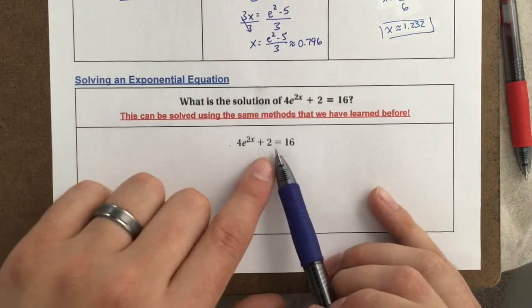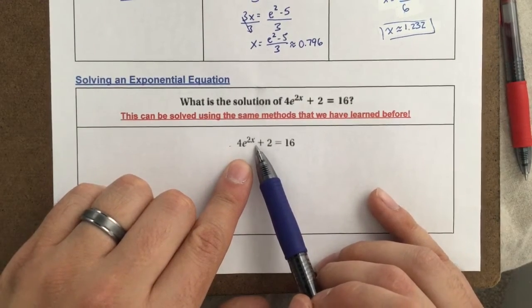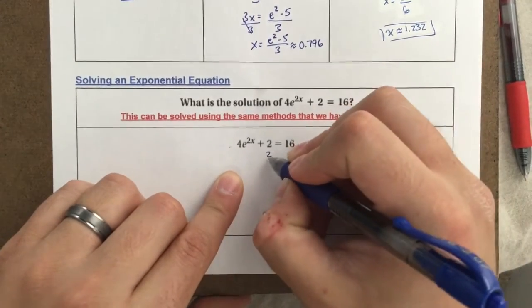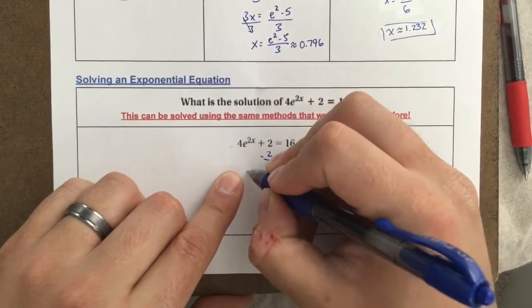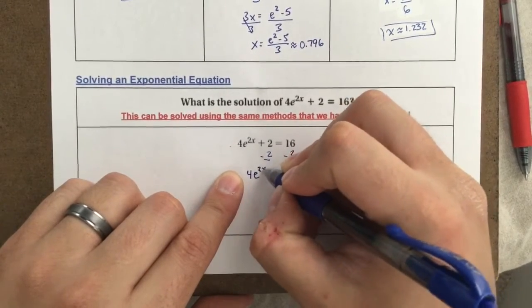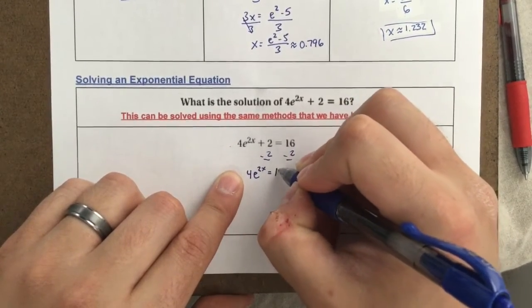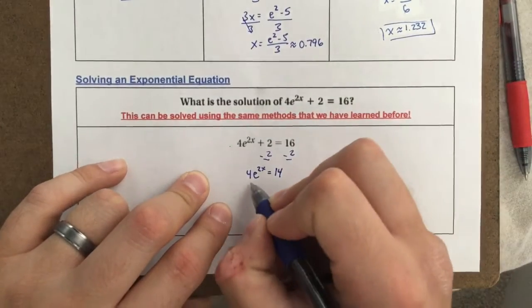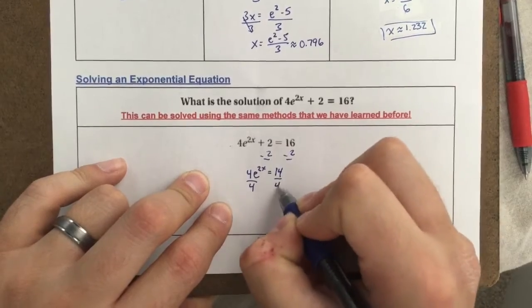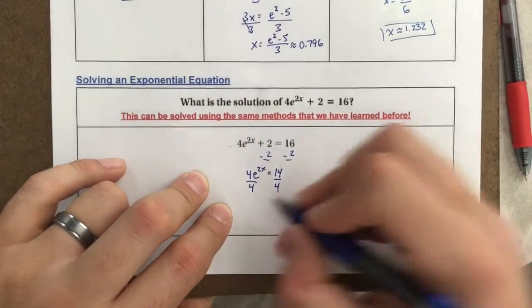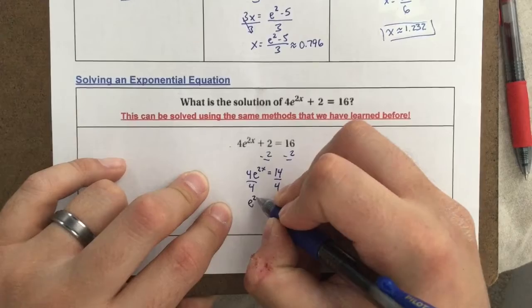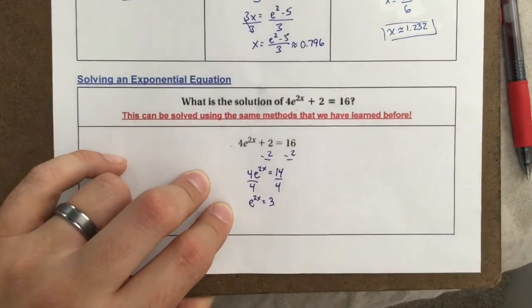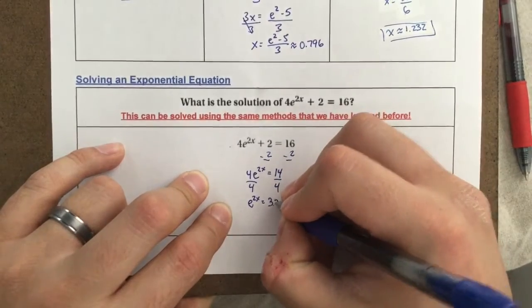So what we're going to do first is isolate this variable. To do that, we have to isolate this entire term. So I'm going to subtract 2 from both sides to start. We're left with 4e to the 2x equals 14. Next, I can divide by 4 on both sides. So e to the 2x equals 14 divided by 4, which is 3.5.